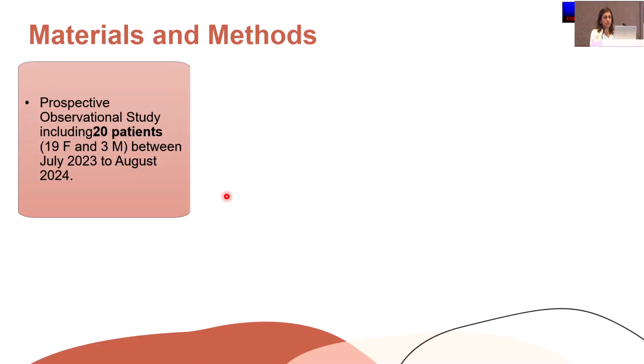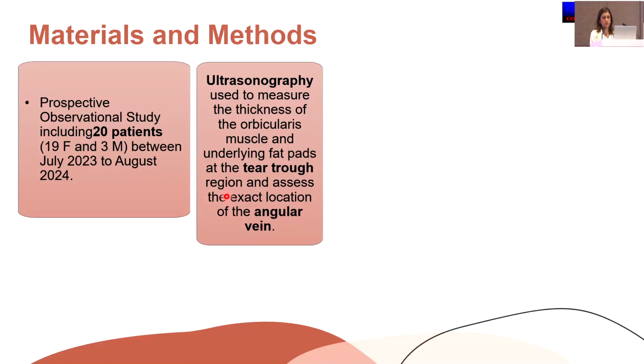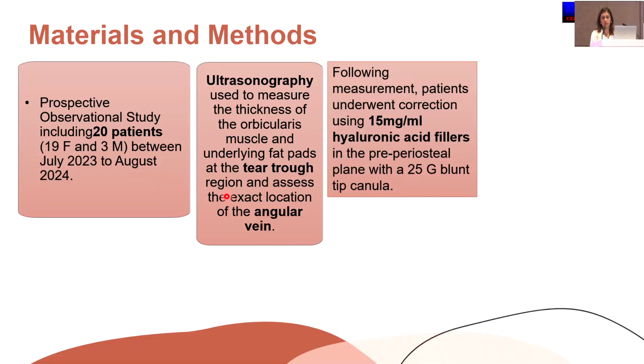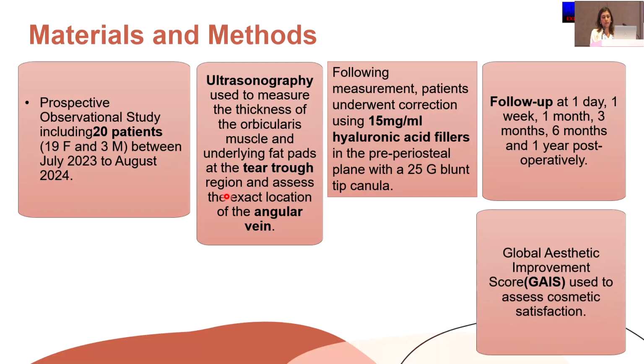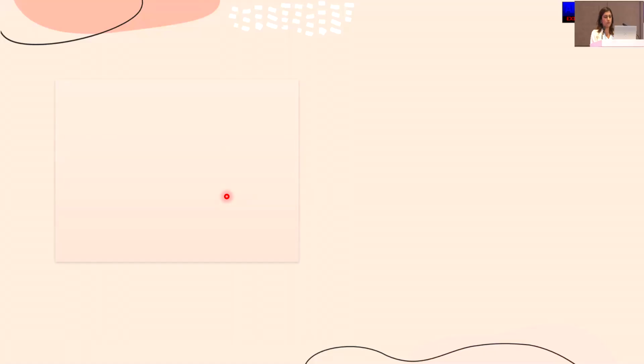It was a prospective observational study including 20 patients over a period of 1 year, and ultrasound was used to measure the tear trough as well as assess the exact location of the vessels. Following the measurement, the patients underwent correction using HA fillers in the pre-periosteal plane with a 25 gauge cannula, and follow-up was done regularly. A global aesthetic improvement score was used to assess the cosmetic satisfaction of the patient.